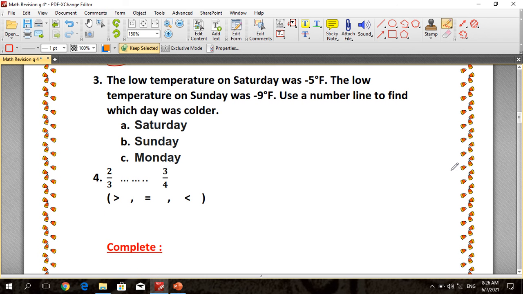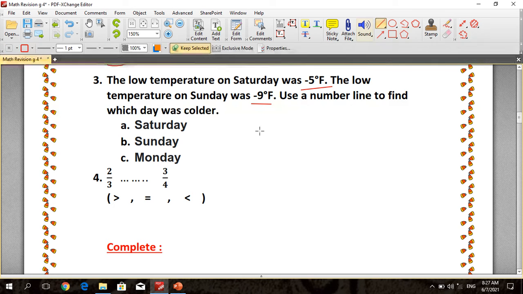Here he tells you that the low temperature on Saturday was -5, and the low temperature on Sunday was -9. He wants you to use a number line to find which day was colder. Colder means we need to find the smaller number.